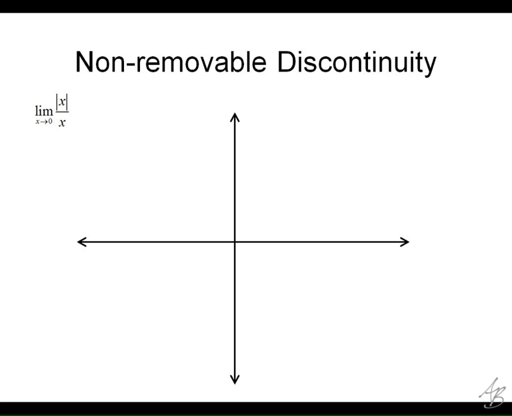Okay, a non-removable discontinuity. I like this function. What's this function going to look like? So the absolute value function is a v, but then we're dividing that by x. I think the best way to think about this is, what's this going to look like when x is bigger than 0, to the right of the y-axis? Well, it's just going to be x divided by x, right? So it's going to be a horizontal line at 1.